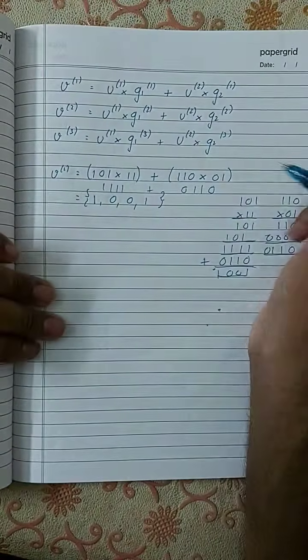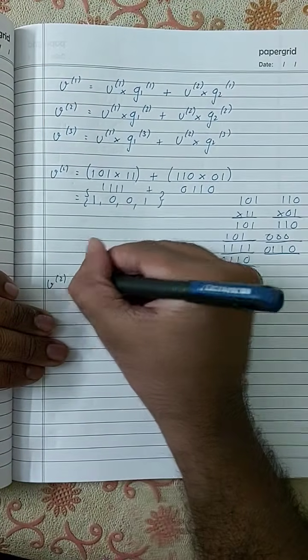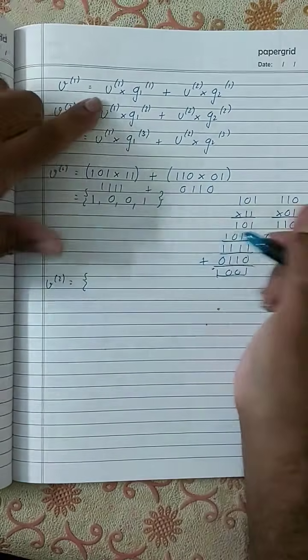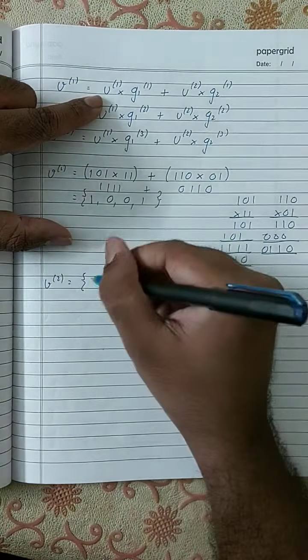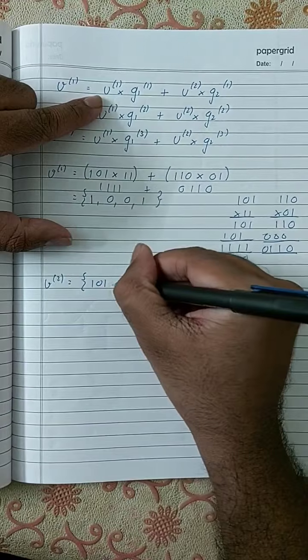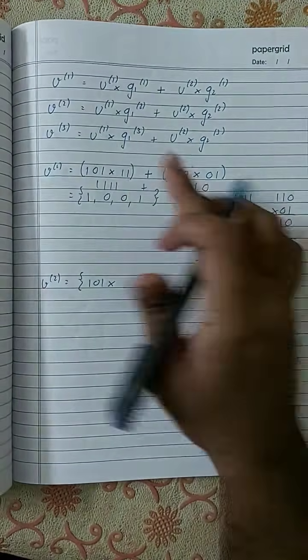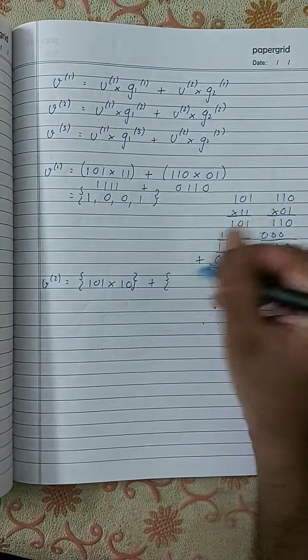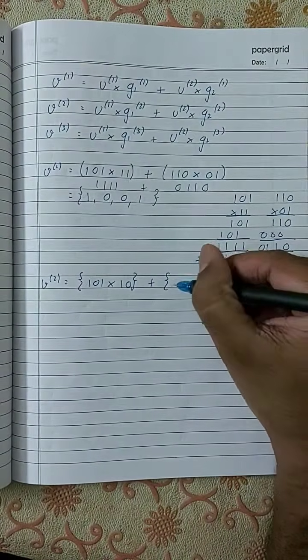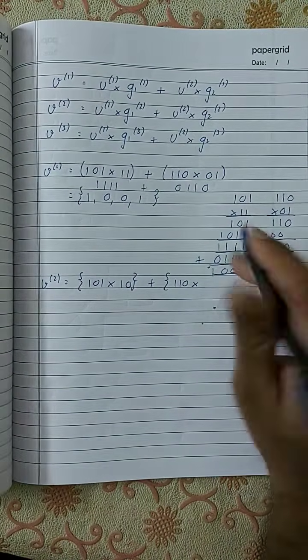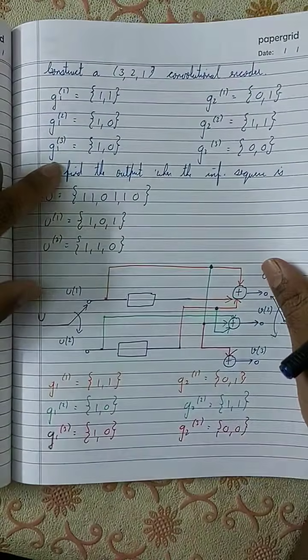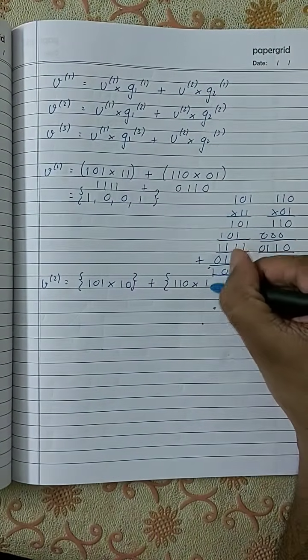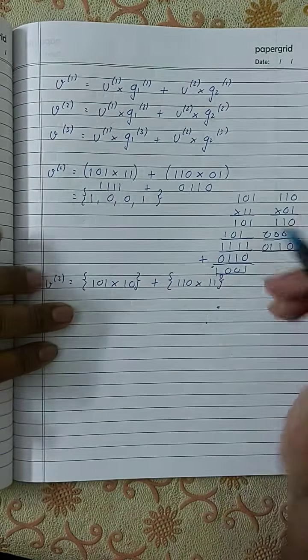Next you will find the value of v of 2. Okay, the value of v of 2 is, what is the value of u of 1? 101 into, what is the value of g1 of 2? The value of g1 of 2 is 10, plus, what is the value of u of 2? It is 110 into, what is the value of g2 of 2? The value of g2 of 2 is 11. So multiply that now.